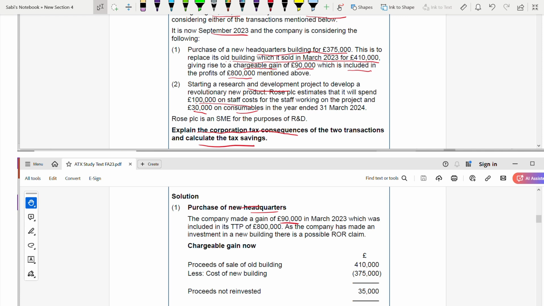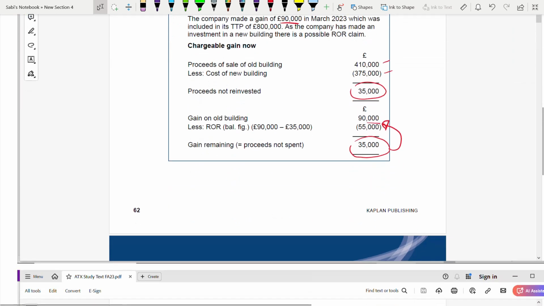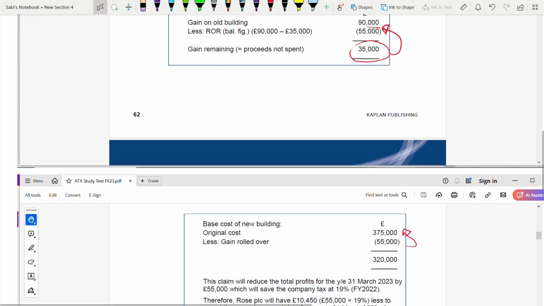So you have purchased the new building for 375 and you have sold the old building for 410. So 35,000 you have not reinvested. This will be chargeable. Okay. What is the gain? 90. What is taxable? 35. So the balance, rollover relief, is 55. You go back. So now find the base cost. That 55 will be deducted from the cost of the new building. The new building is 375,000, so 320. Okay. Now they also asked about the consequences in the corporation tax.